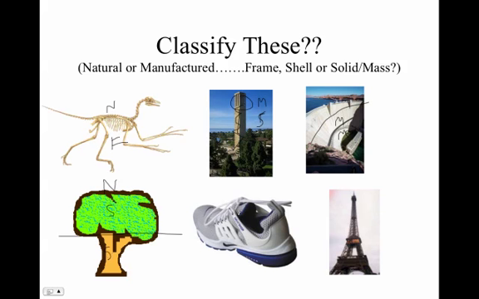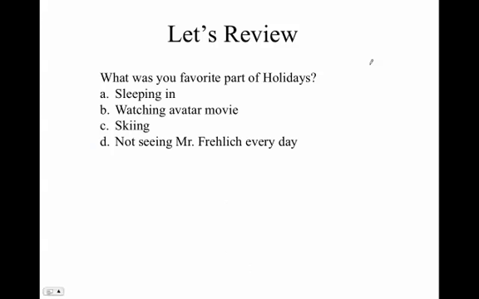A shoe, that's easy. M for manufactured, and S for shell. And the Eiffel Tower, M for manufactured, and F for frame. So these are two ways that we group structures. They're either natural or manufactured, whereby a lot of times the manufactured gets its idea from nature, and then they're frame, shell, or solid mass.